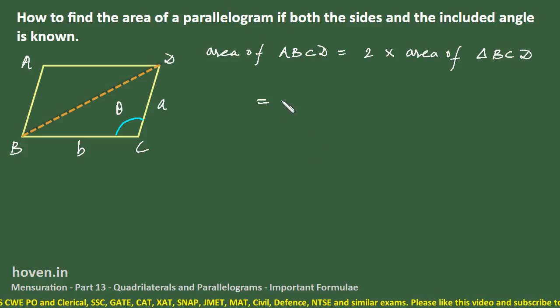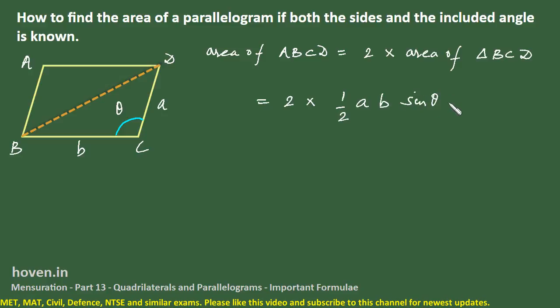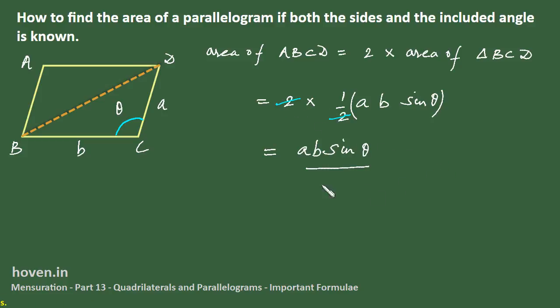So we can write, which is equal to 2 times half of AB sine theta. The area of a triangle is half of AB into sine theta. So which becomes equal to AB sine theta. This 2 and this 2 have cancelled out. This is another formula for the area of a parallelogram for which the sides and the included angle is known. Let us move to our next formula.